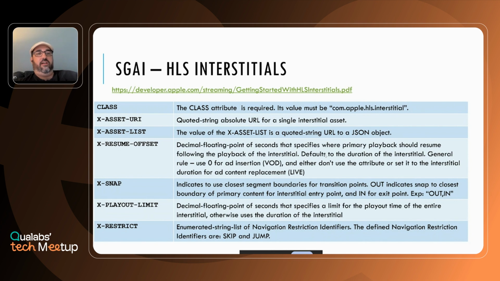That's that lovely JSON. Snap is whether it's going to be telling it to snap to the segment boundaries, which can be really powerful and really important in some situations. If you're doing a non-linear one, then that wouldn't necessarily matter as much. But you can specify both a snapping for the out and the in point. The playout limit also allows you to specify the maximum time that you're going to allow. So let's say we're expecting a 30-second ad break, but we end up getting 45 seconds of ad back. We might not want to allow that to happen.